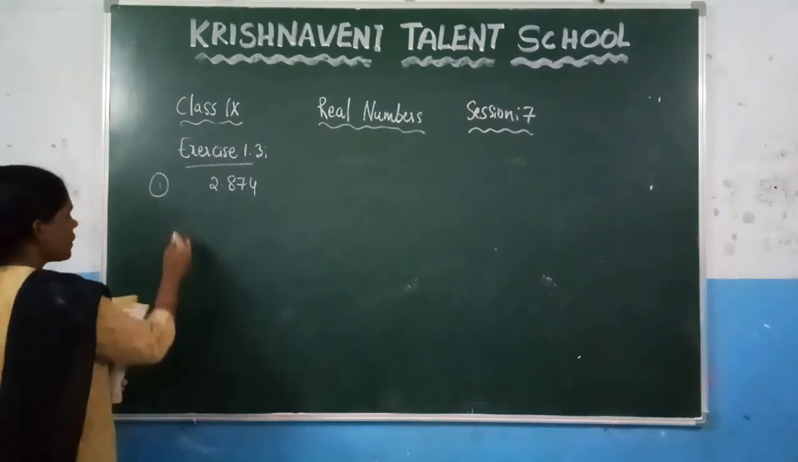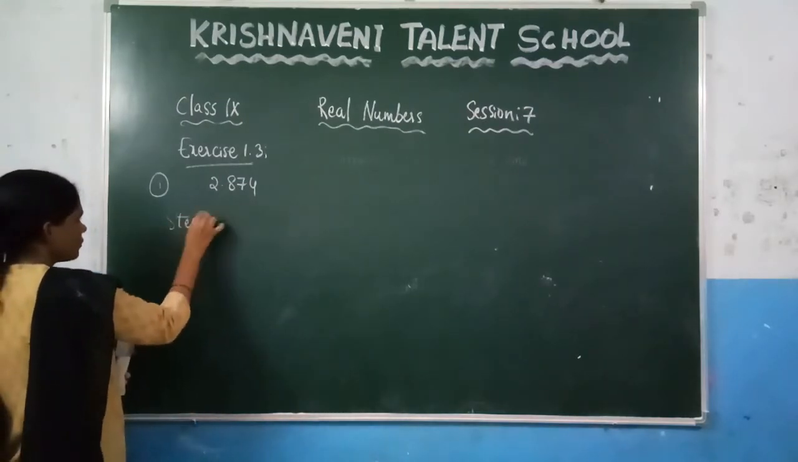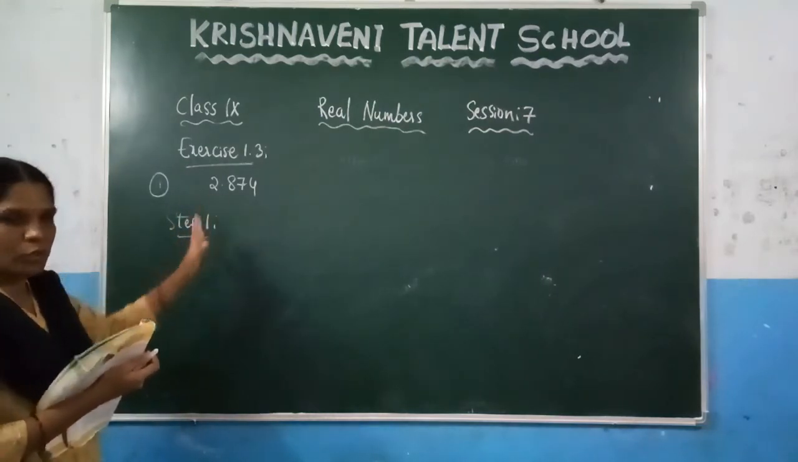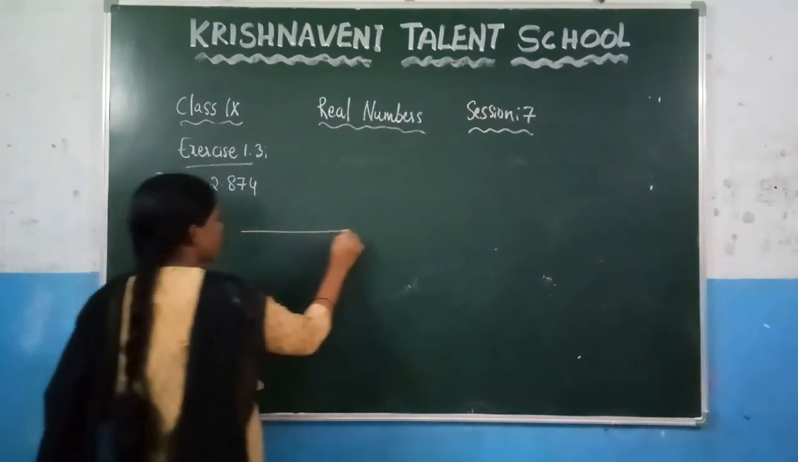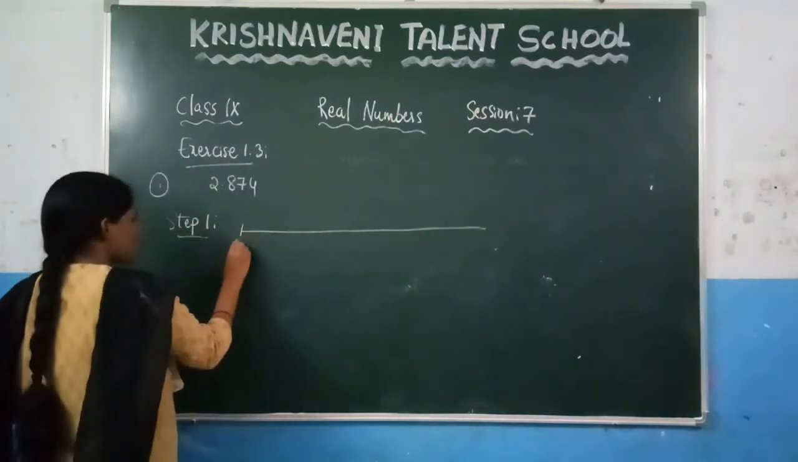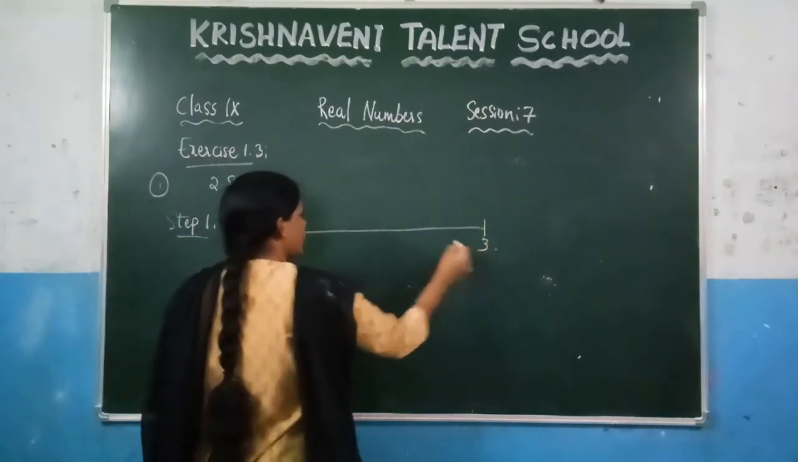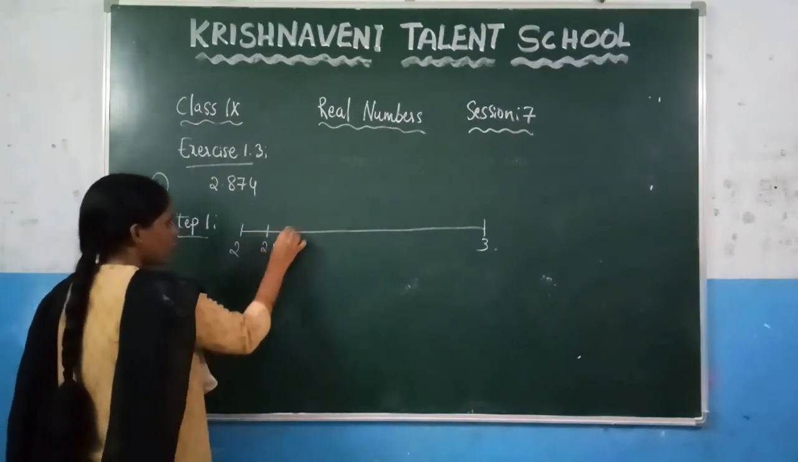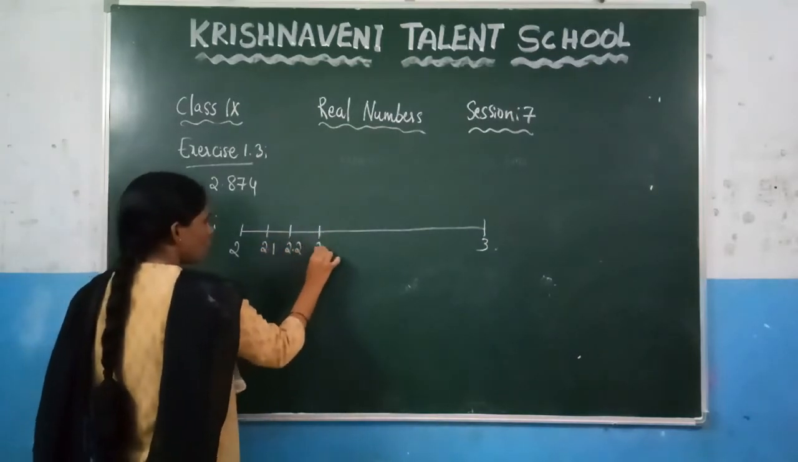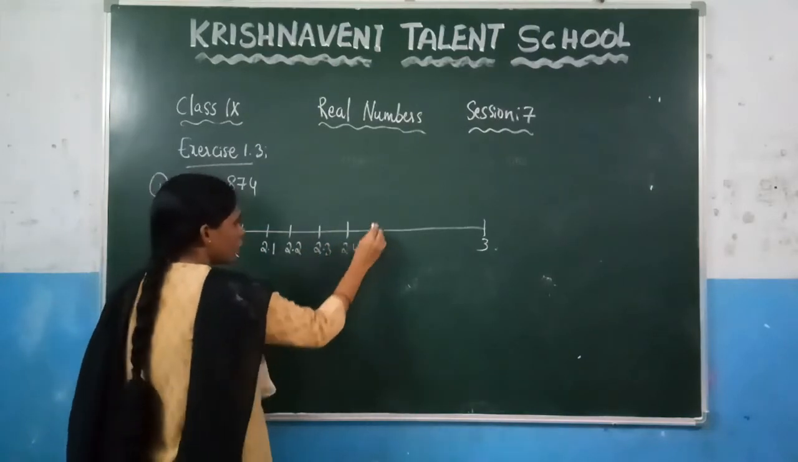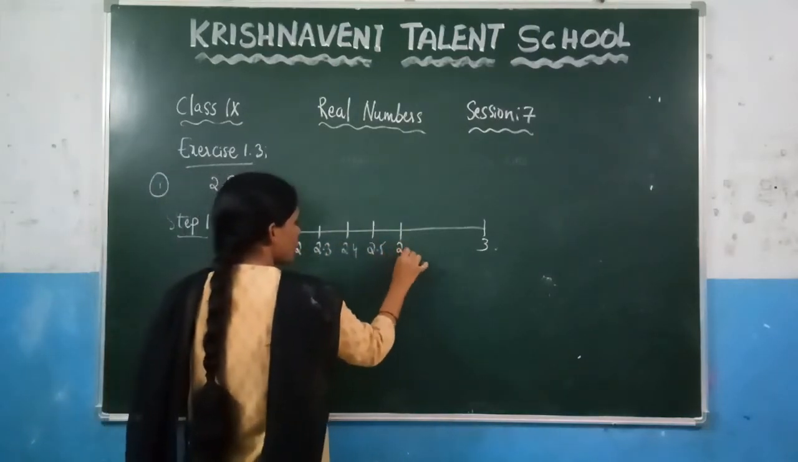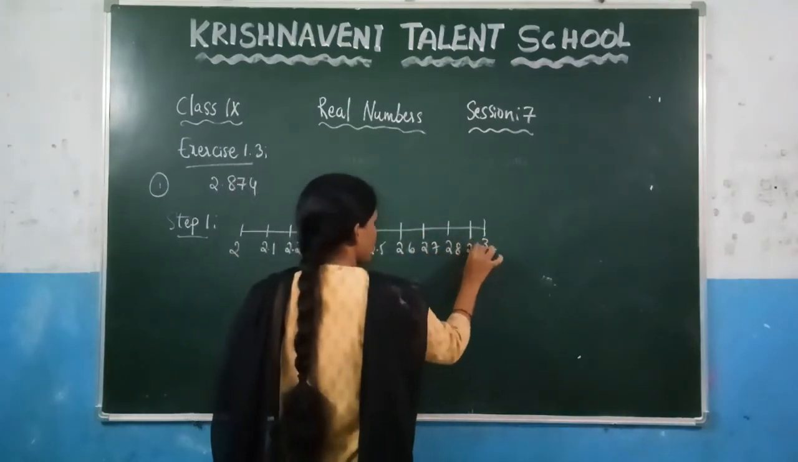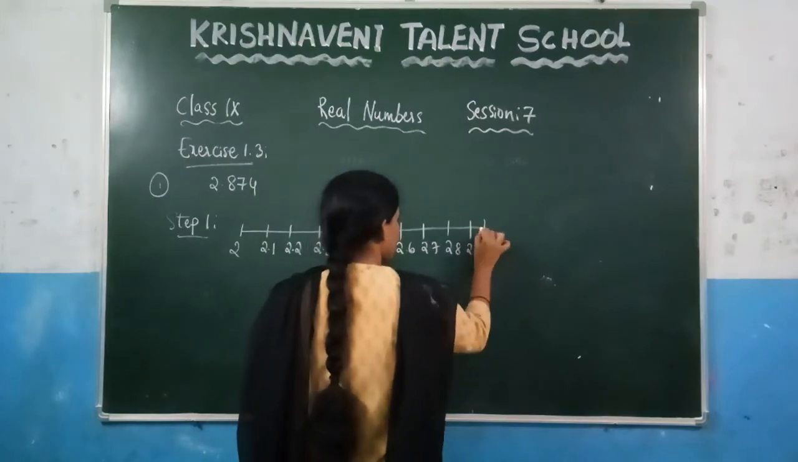What is the first step? Step 1. You just need to check which two numbers this number lies between. You know that this number lies between 2 and 3. So draw the number line. Let us mark it as 2 and after that 3. Now in between these numbers, what numbers will be located? 2.1, 2.2, 2.3, 2.4, 2.5, 2.6, 2.7, 2.8, 2.9 and after that 3.